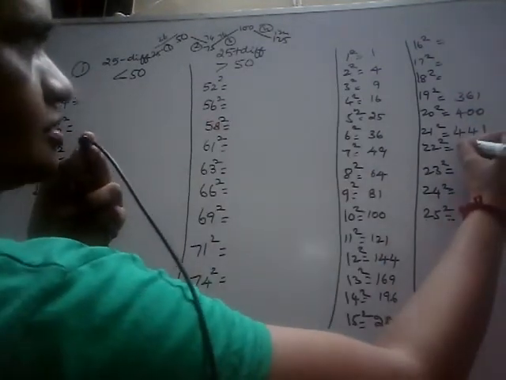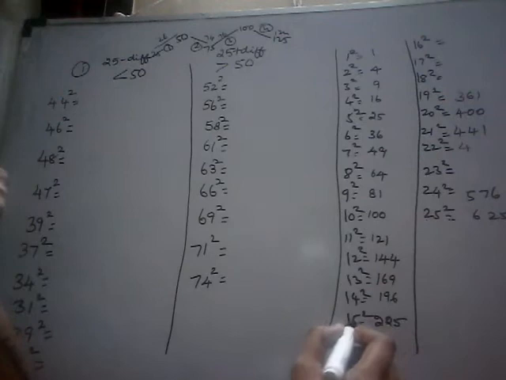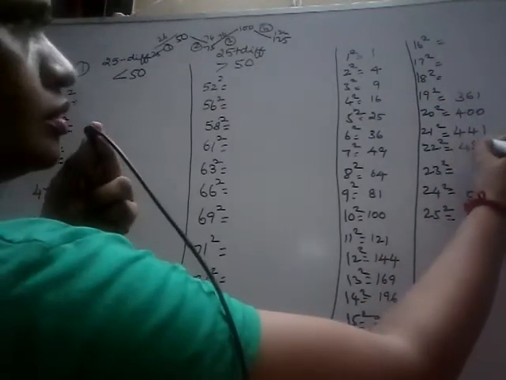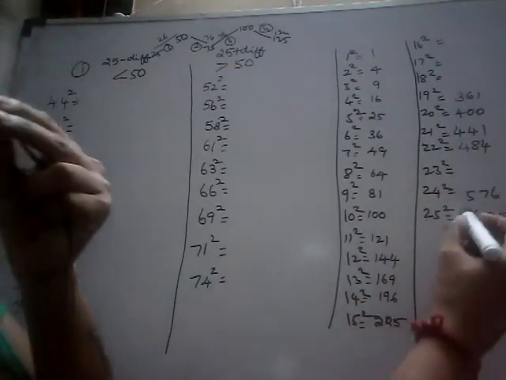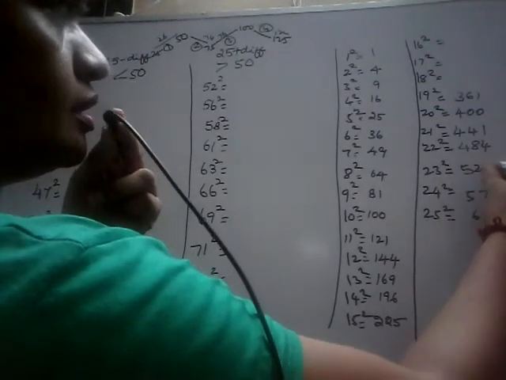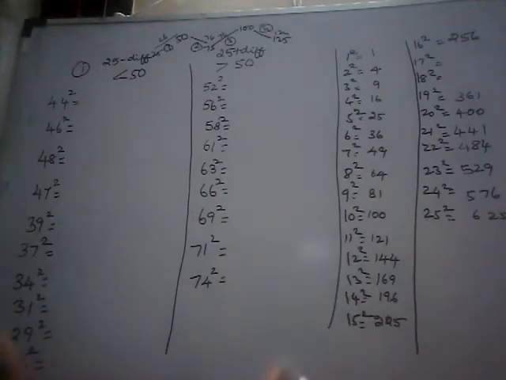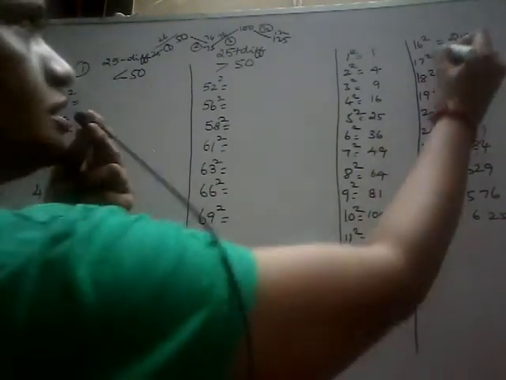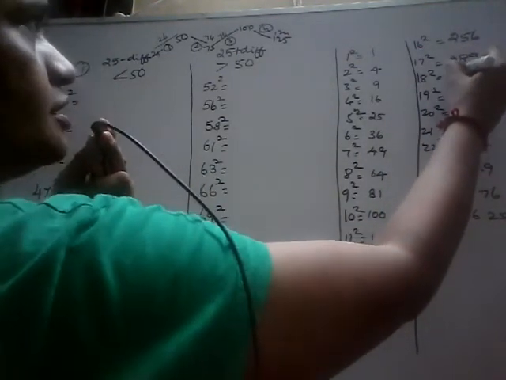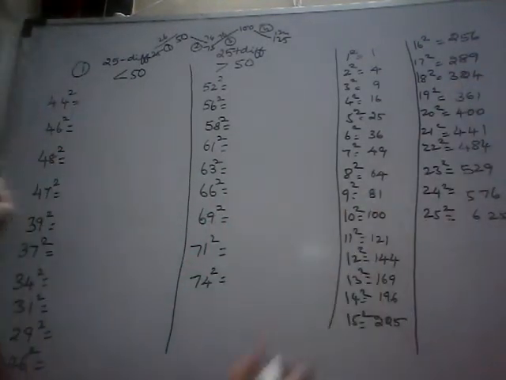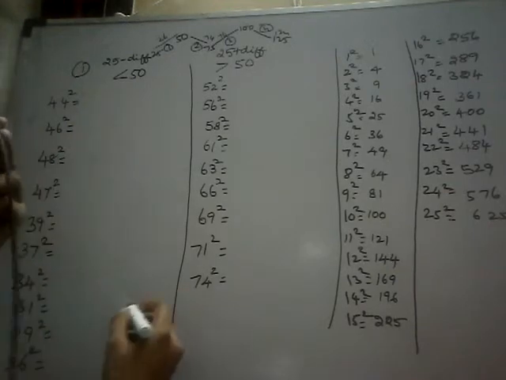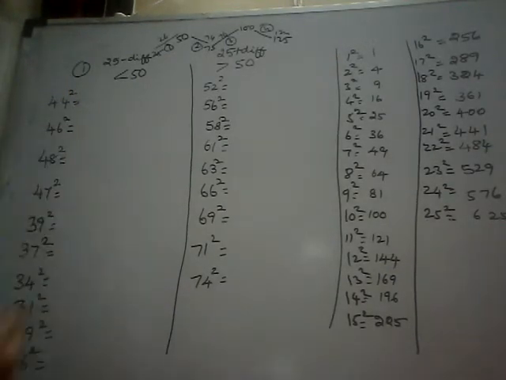So 22 square next to that will be 484. Next, 23 square you should know, that is 529. Same way 16 square is 256. 17 square, what is 17 square? 289. 18 square is 324. At least till 25 you should be thorough, then only you can do the remaining sums. So it will be easier to calculate these types of calculations.